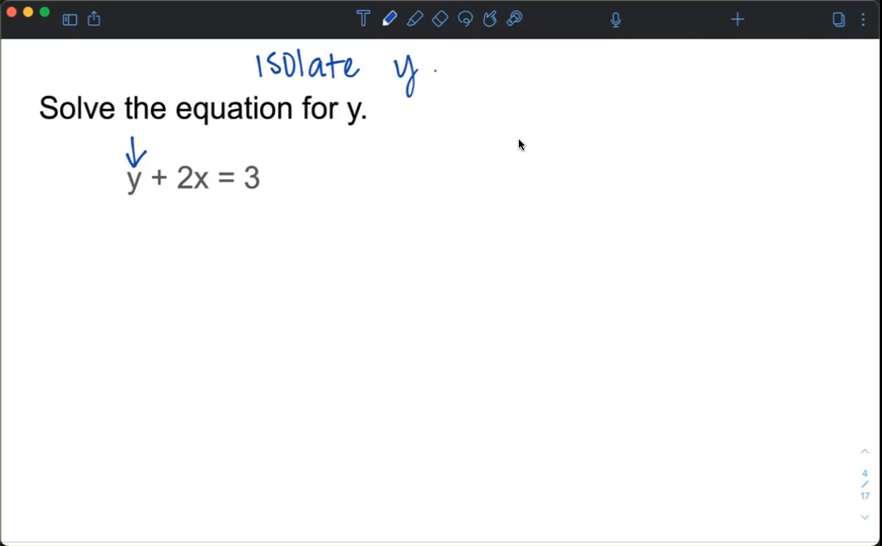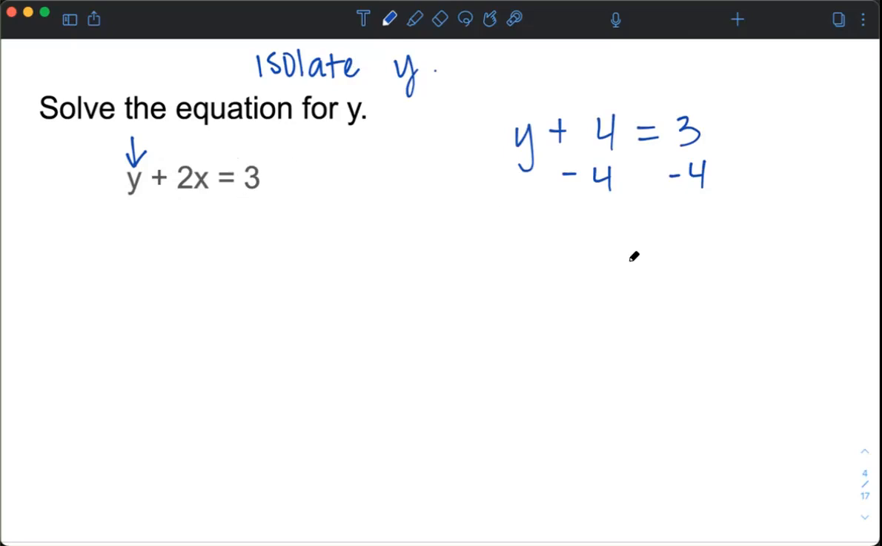Think about if this was y plus 4 equals 3. What we would do is subtract the 4 from either side, and that's how we would solve for y. We would finish that and say y equals -1. For this one, it's the same idea. The only difference is we don't know what x is. X is always a number, we just don't know what it is.